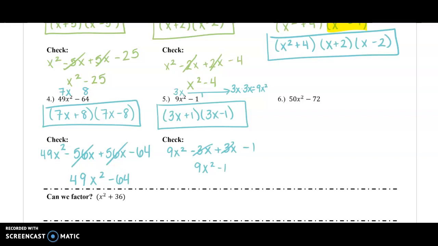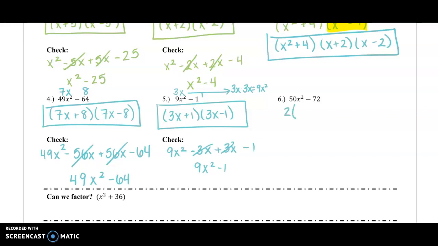Now let's go ahead and look at number 6, the last one here. You look at 50 and you look at 72. Neither one of those are perfect squares. So when you first look at it, you would say, oh, can't do anything with this. But if you remember from last week, we can always take out a GCF. So think, is there a number that goes into both of those terms that I'd be able to factor out? And the answer is you could factor out a 2.